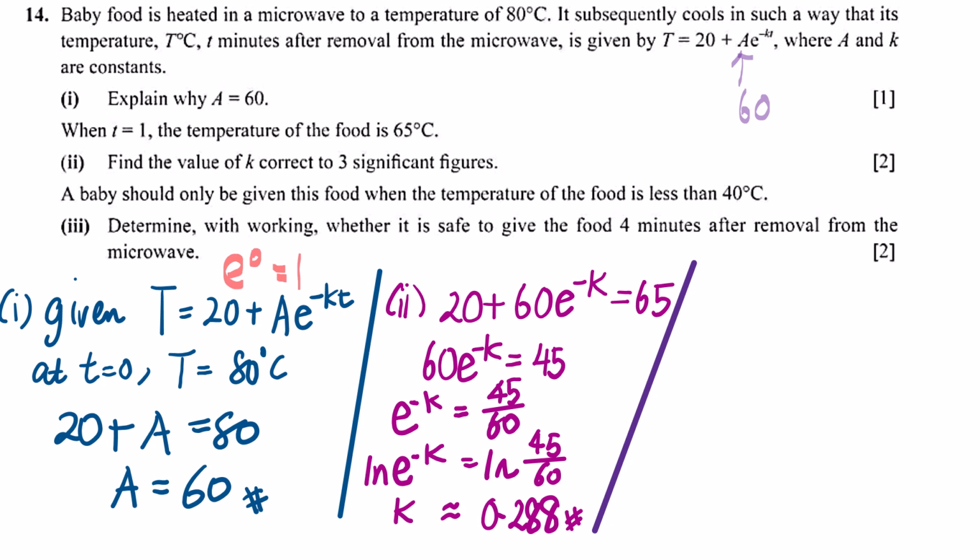the food cannot be too cold, it cannot be too hot. If it's too hot, it will burn the baby's mouth. If it's too cold, then it's not tasty. So the question says that if you leave the food out for 4 minutes, is it safe to give it to the baby? So anything that's less than 40 degrees is considered a safe temperature to give the food to the baby. So what we're going to do is let the temperature be less than 40 degrees, because anything that's less than 40 degrees is a safe temperature to give to the baby.